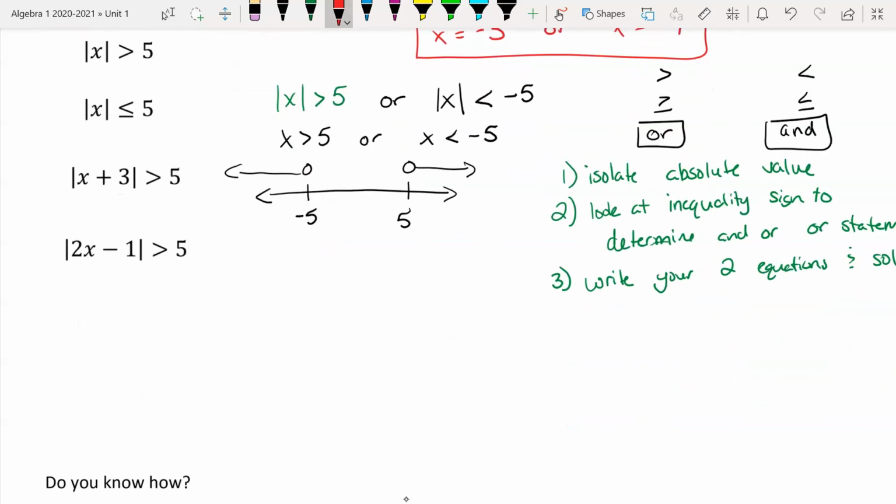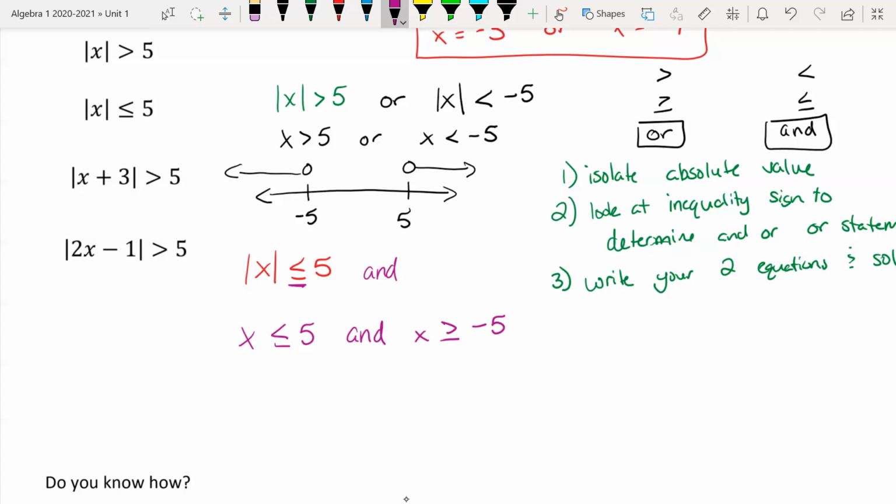The next one, the absolute value of x is less than or equal to 5. All right, so I isolate the absolute value. That's my first step. It's already isolated. Now I look at the inequality sign to determine if it's an and or or statement. In this case, it's going to be an and statement. So now I'm going to say x is less than or equal to 5 and x is greater than or equal to, because you flip the inequality sign and you change the sign on the stuff that's not with the absolute value, or not inside the absolute value.